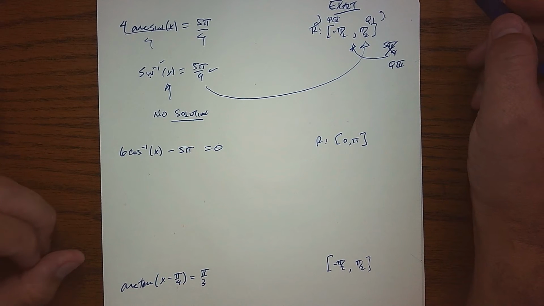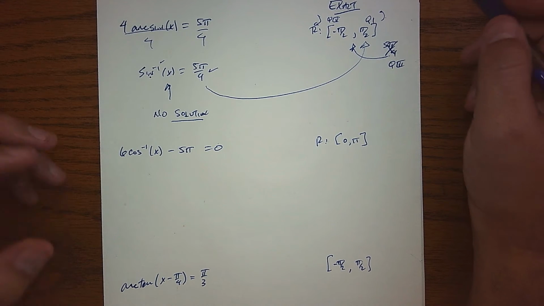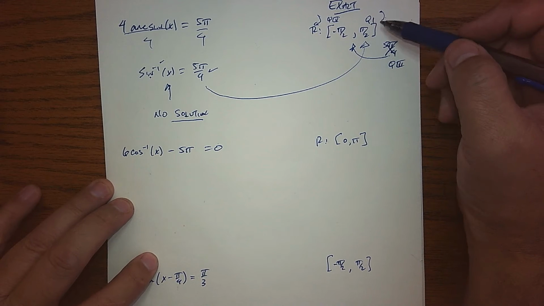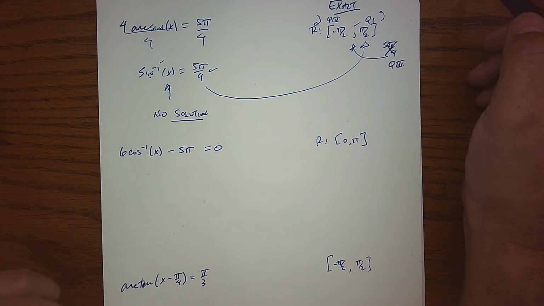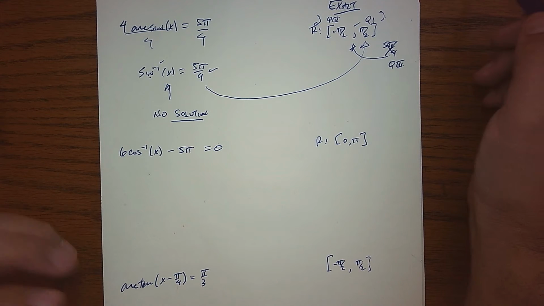Again, be cognizant of our domain value. There's no solution to that equation because the arc sine is not defined there, its range is only between negative pi over 2 and pi over 2. So we can't go any further.